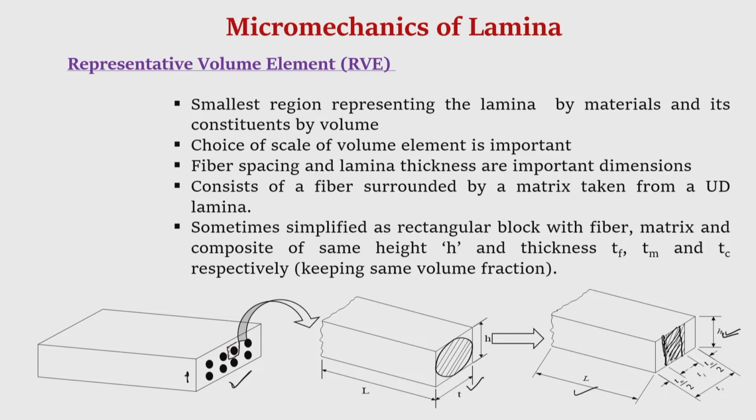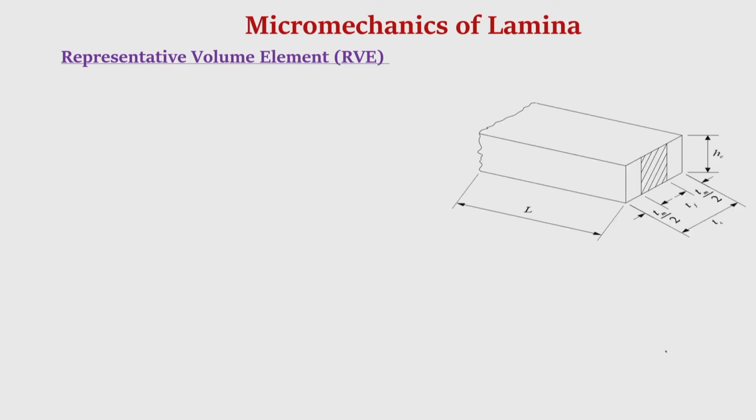This shows the simplified representative volume element, where Tf is the width of the fiber, Tm is that of the matrix, and Tc is the width of the composite. Of course, this is equal to Tm plus Tf.